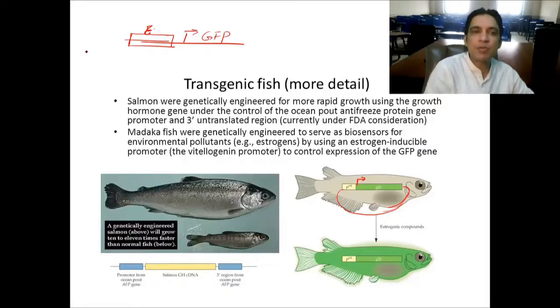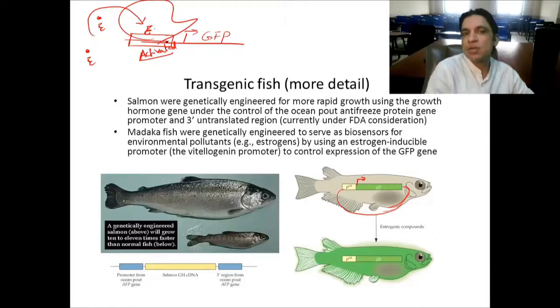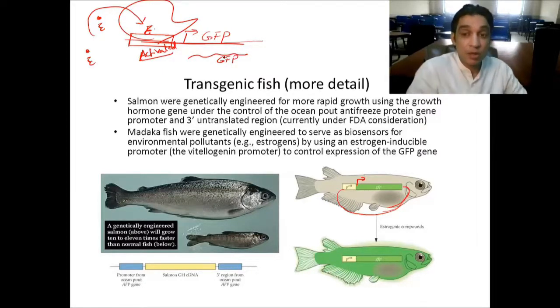So what that means is, in the presence of estrogen in the system, that promoter will get activated. Once the promoter gets activated, it will recruit RNA polymerase II, and then it will start the transcription of whatever gene is present over there. And that gene is what? That gene is the GFP, green fluorescent protein. Under UV, it will glow green.